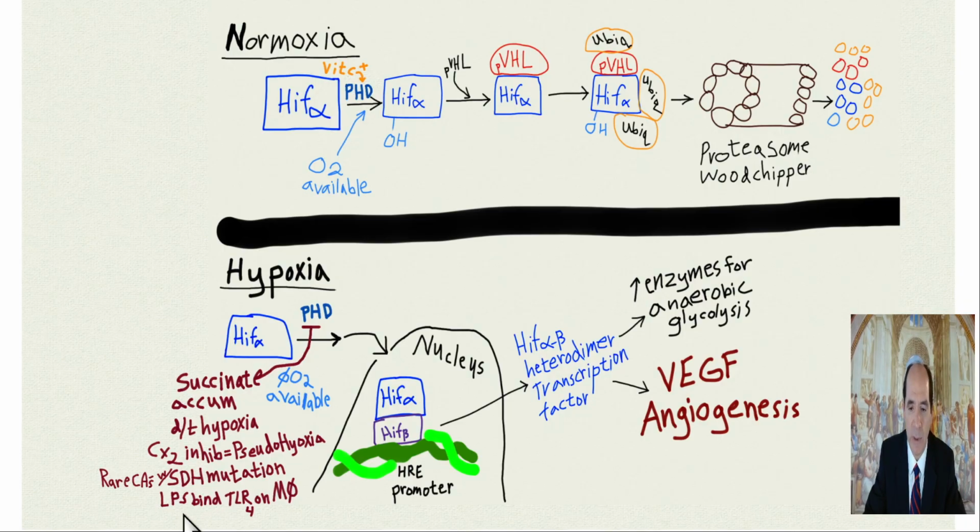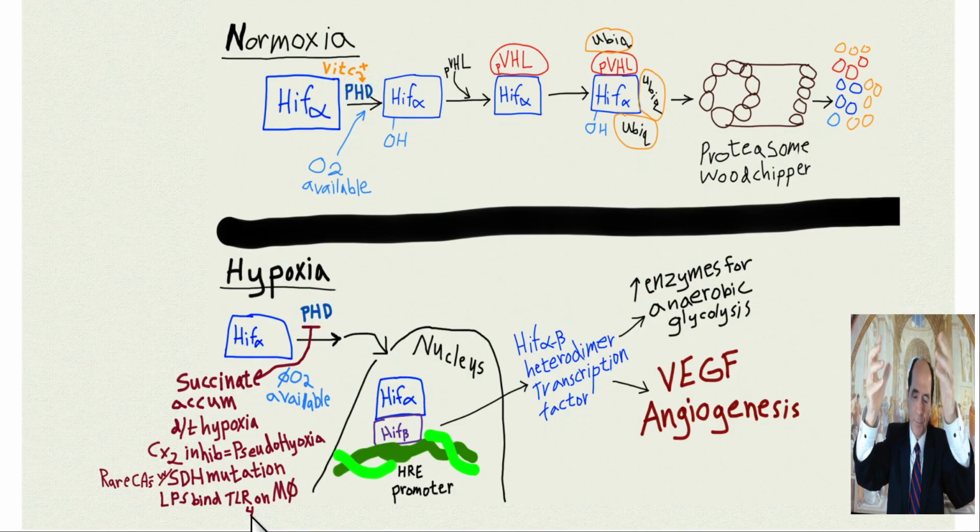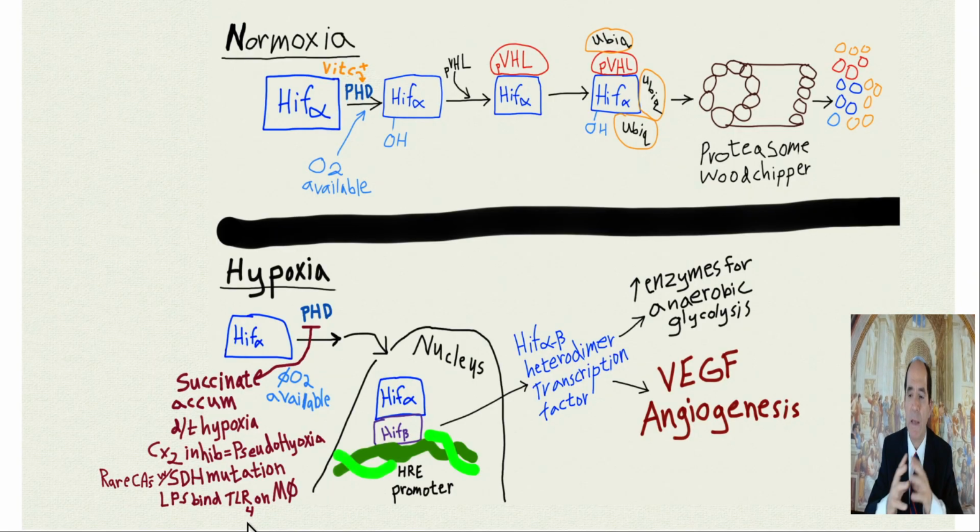It's also the case when the bacterial endotoxin LPS binds to toll-like receptor number 4 on macrophages, that this will cause elevated succinate, and you'll get the same response. So inflammation has a very similar response as hypoxia, has a similar response as cancer. And this brings home the point that cancer is associated with hypoxia and inflammation. And it's like the old idea of hot disease, cold disease.